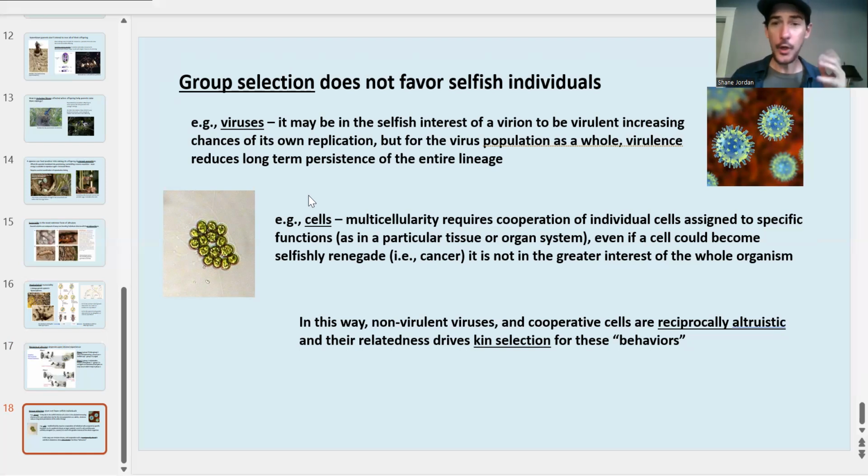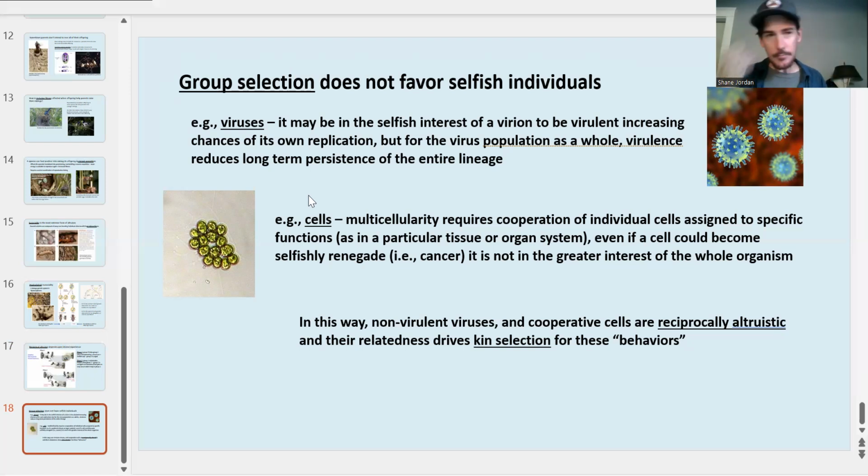So even if a cell could become selfishly renegade, for example, something like a cancer cell, it's not really in the greater interest of the entire organism for that to happen. It makes more sense for all the cells to coordinate their efforts so that the individual they make up can reproduce and pass on the genes that all of those cells have to the next generation. Whereas if a cancer cell becomes very selfish and tries to disproportionately use up resources and copy itself, that individual might have extremely decreased fitness, because it's not going to have as high a chance of passing on its own genes compared to if those cells had been coordinated.